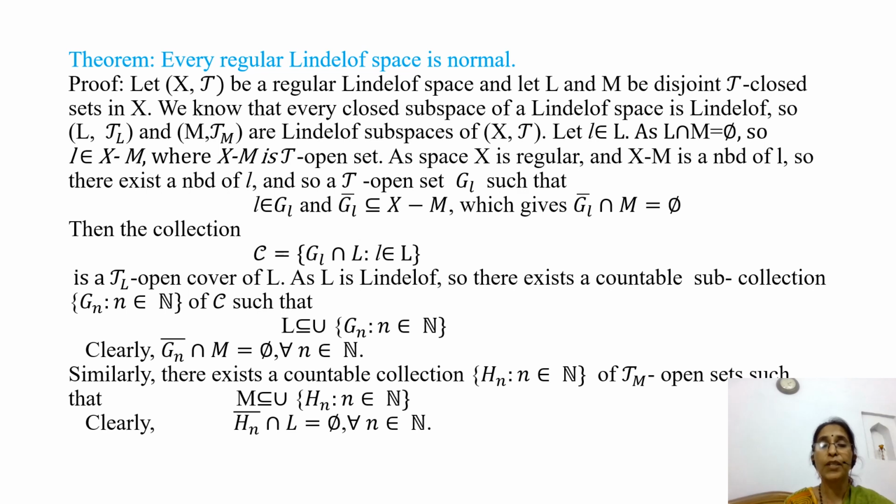Now the next theorem is: every regular Lindelof space is normal. Recall that a Lindelof space is a topological space in which for every open cover there exists a countable open subcover. Let us prove this theorem. Let X be a regular Lindelof space, and we want to show that this is normal. To show that this is normal, we need two disjoint closed sets. Let L and M be disjoint closed sets in X.